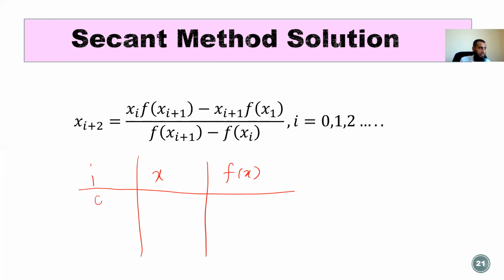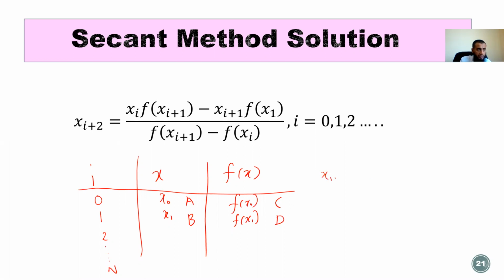Okay, starting from 0. So this is the value of x0, and then x1. This is f(x0), f(x1). To simplify the equation, we try to replace these as A, B, C, D. Okay. So we replace the A, B, C, D into the equation.